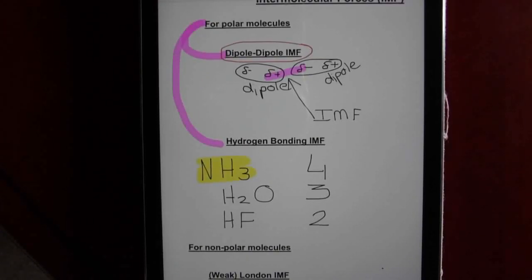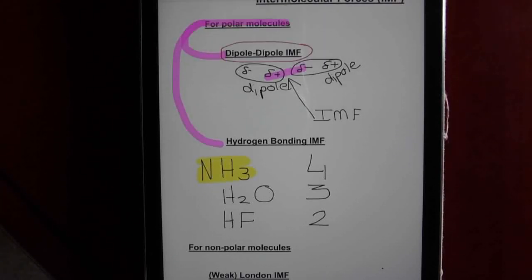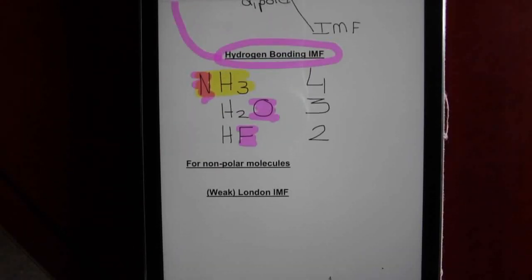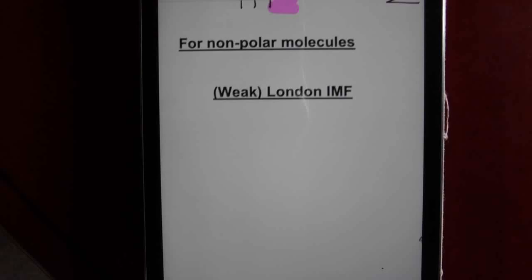Alright, so that's hydrogen bonding. Please remember, hydrogen bonding is stronger than normal dipole-dipole forces, and we have distinguished between polar molecules. If it's a polar molecule, then it's either dipole-dipole or hydrogen bonding. You're going to spot hydrogen bonding by looking for hydrogen bonded with either N, O, or F. And hydrogen bonding is stronger. So now we can move on to nonpolar molecules.